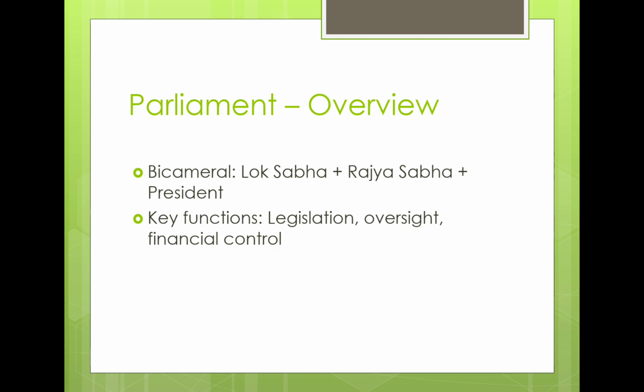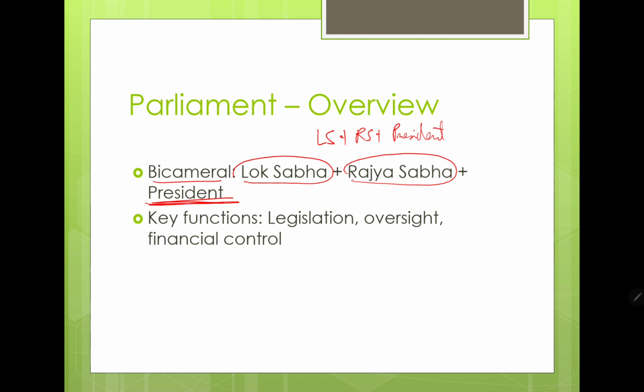What is a parliament? Parliament is something which is composed of three things. It is bicameral, which means there are two houses of parliament. One is the Lok Sabha and the other one is Rajya Sabha. But the third and the most important part of parliament is the president. So parliament includes three things: Lok Sabha plus Rajya Sabha plus president. Without president, the parliament is incomplete. Why president is so important in the parliament, we will see in the coming session.